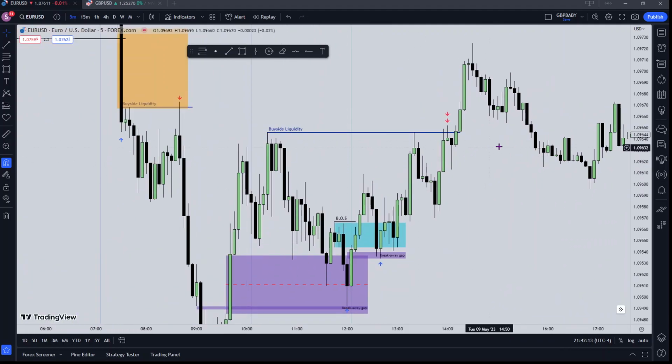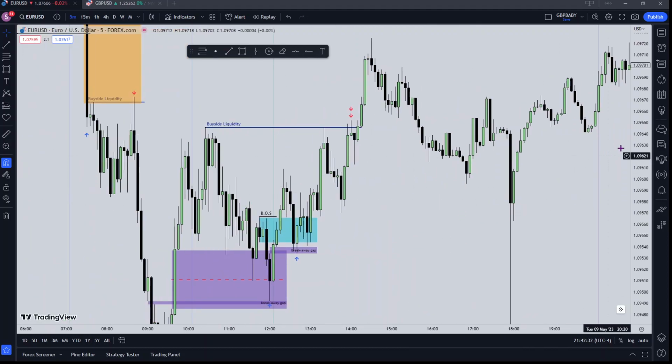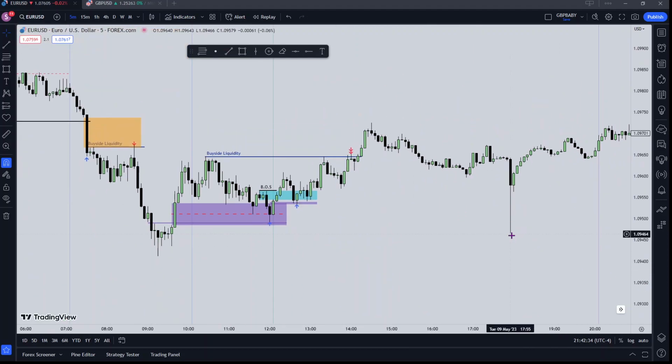Yeah, it's going into the afternoon session after 1:30. Between 12 and 1:30 is the New York lunch. And then we break higher, manipulation. And then there must have been some kind of news release or something here. That's disgusting price action.